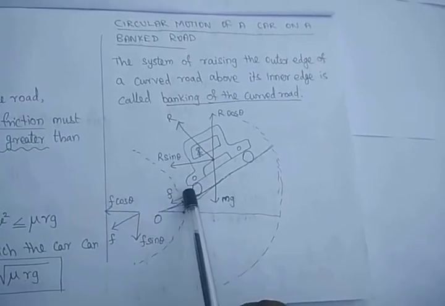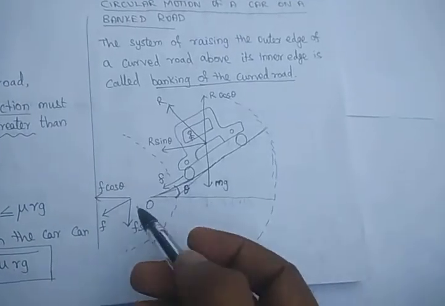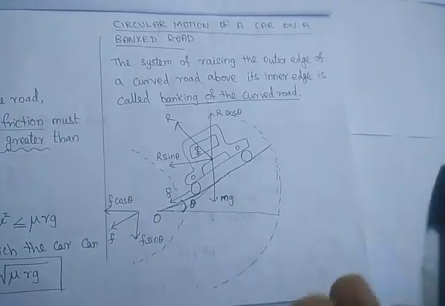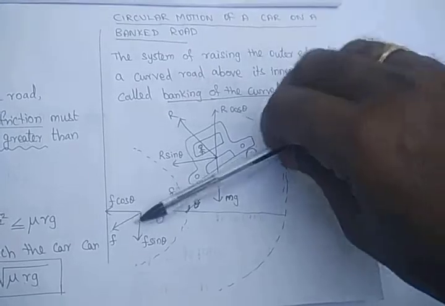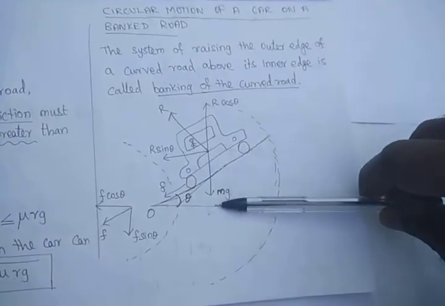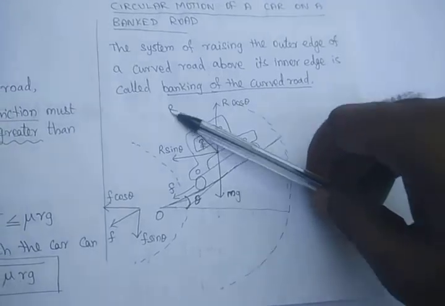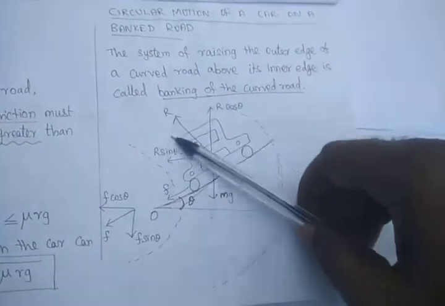That means it will be acting as a centripetal force. So this centripetal force will be the frictional force, F cos theta, F sin theta. Very simple, students. If you are taking an inclined angle, the weight will always be acting downward, mg. But R will be inclined in this direction. So this R is the normal reaction force.